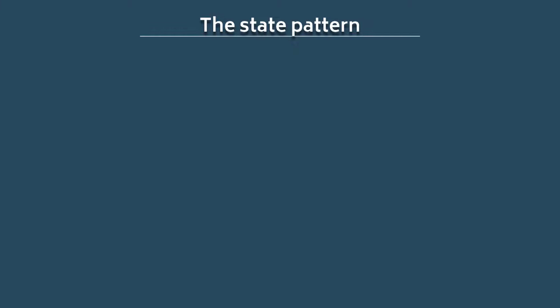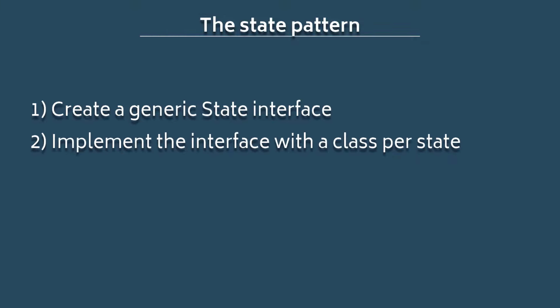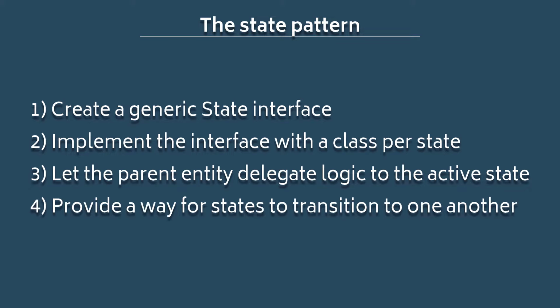The state pattern describes an object-oriented way for an object to change its behavior on the fly based on the inputs it receives. The term object-oriented is the giveaway for what we're about to do. Create an interface representing a generic state, implement the interface with a class for each state, let the parent entity, our player in this case, delegate all state-dependent logic to the class representing the active state, and then provide a way for the states to transition to one another. So let's look at each in order.